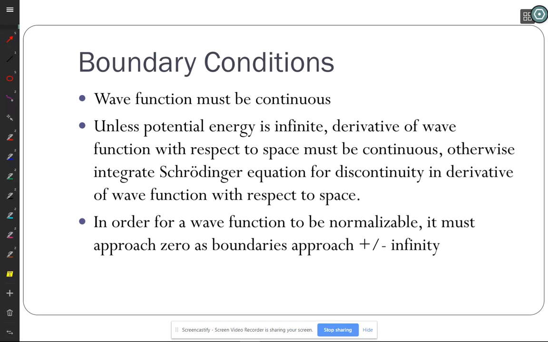And the final one here, in order for the wave function to be normalizable, it must approach 0 as the boundaries approach plus or minus infinity. So we threw away some of our solution parts instantly because we said, well, that doesn't approach 0 at plus or minus infinity. Aaron: So the reason that we didn't integrate the wave function for the infinite square well, because we already had this sine nl equals 0, and we could easily find the quantization.